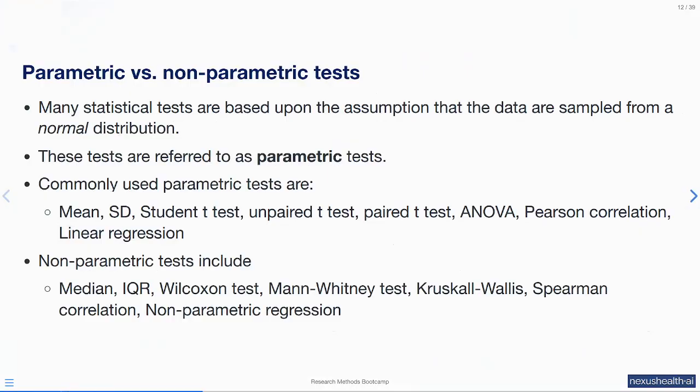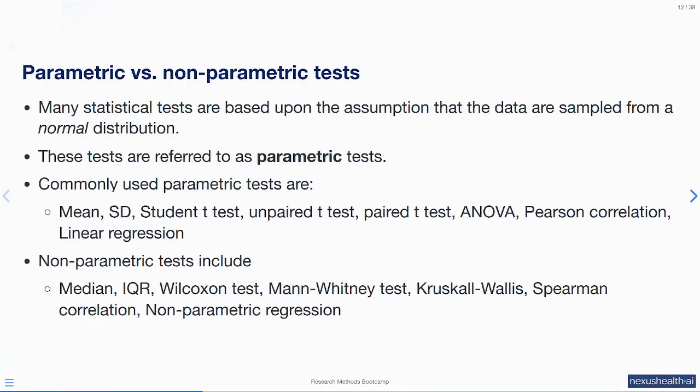Many statistical tests are based upon the assumption that the data are sampled from a normal distribution. These tests that use this assumption are known as parametric tests. The commonly used parametric tests that we encounter are the mean, which we've been talking about even before now, the standard deviation, the student t-test, the unpaired t-test, the paired t-test, ANOVA, analysis of variance, Pearson correlation, and linear regression. These are commonly used parametric tests.